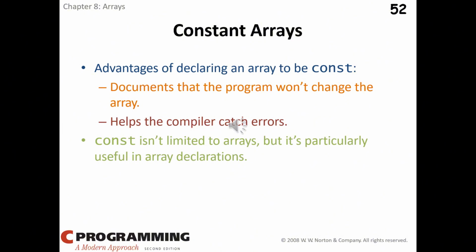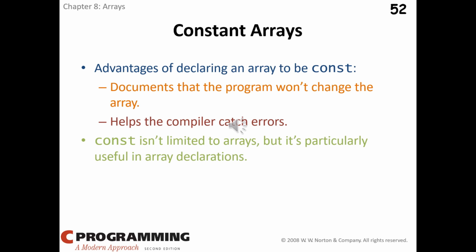Alright, let's talk about why it's awesome to declare your arrays as constant. It's like giving your array a shield that protects it from any unwanted changes. So first off, when you declare an array as constant, you're basically telling the program, hey, hands off, this array isn't going to change ever. It's like putting a big sign on your collection of stuff that says, do not touch.